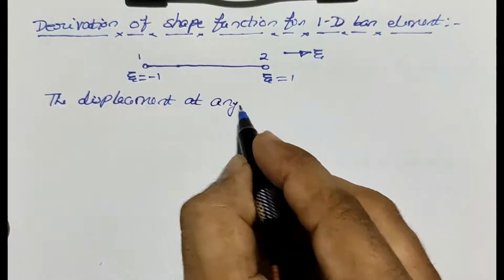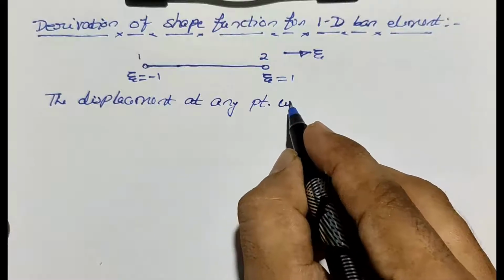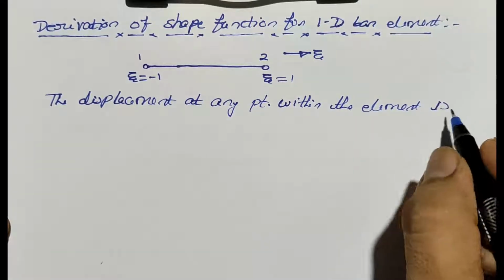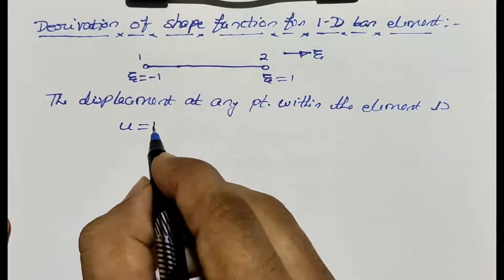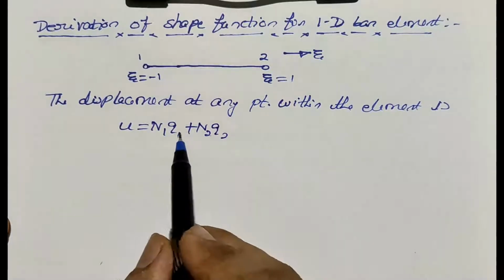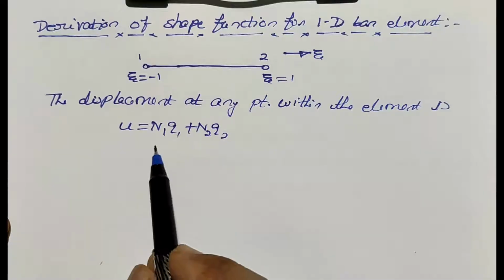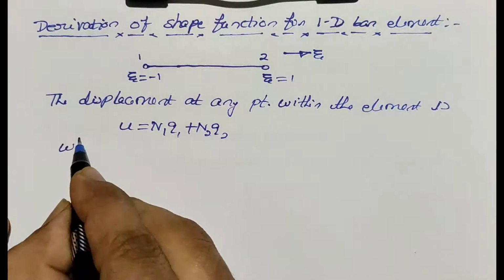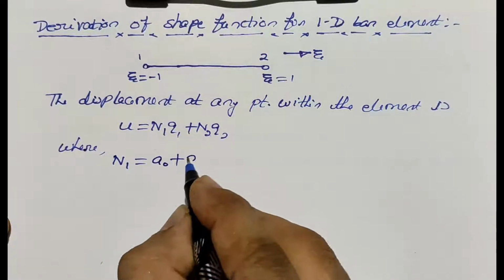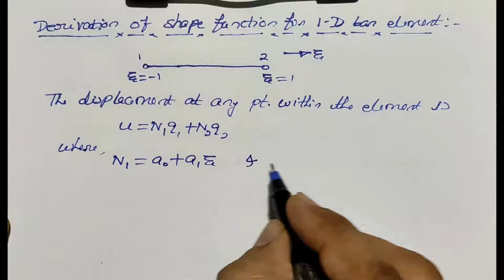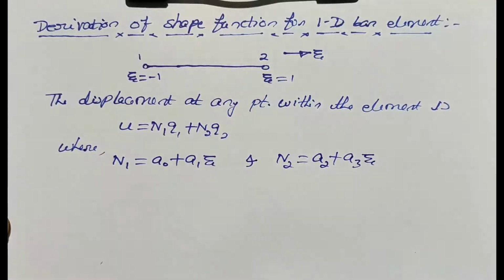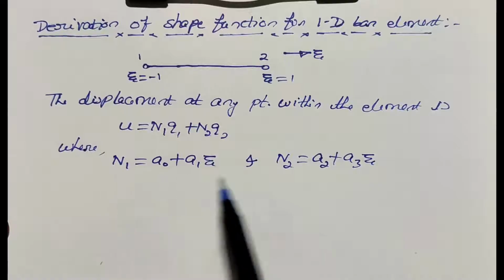Now the displacement at any point within this element is given by U is equal to N1 Q1 plus N2 Q2, where Q1 and Q2 are the nodal displacements and N1 and N2 are the shape functions, where N1 is given by A0 plus A1 zeta and N2 is A2 plus A3 zeta. Now our aim is to find out the expression for N1 and N2.